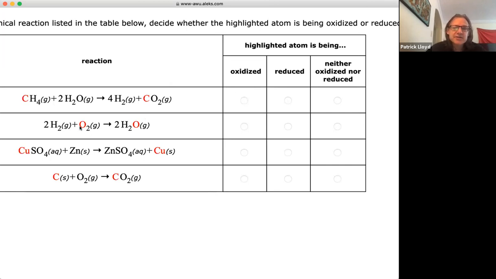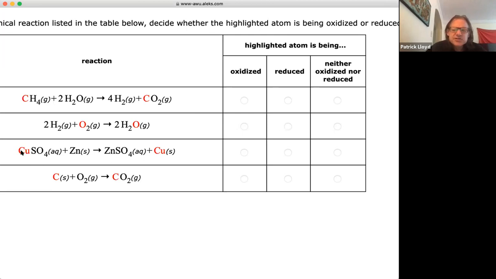Let's take a look at the second one. The O2, well, that's an element. So it's 0. Here in water, it's -2. Right? In a compound, oxygen is -2. So it went from 0 to -2. That's a gain of electrons. A gain of electrons is reduction. Okay, so in this case, the oxygen got reduced.